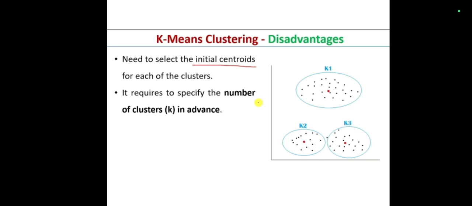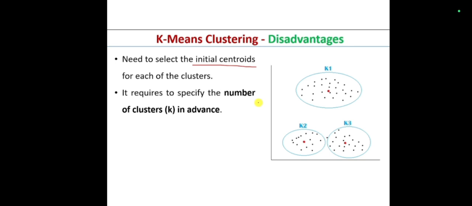Disadvantages of k-means clustering. There are two disadvantages of k-means clustering. First one is we have to select the initial centroids for each of the clusters. In the starting only we have to select all the centroids for each of the clusters. It is the biggest disadvantage of the k-means clustering algorithm. And the second disadvantage is it requires us to specify the number of clusters in advance, which means if we have to categorize the data, then we have to specify the number of clusters in the beginning only.